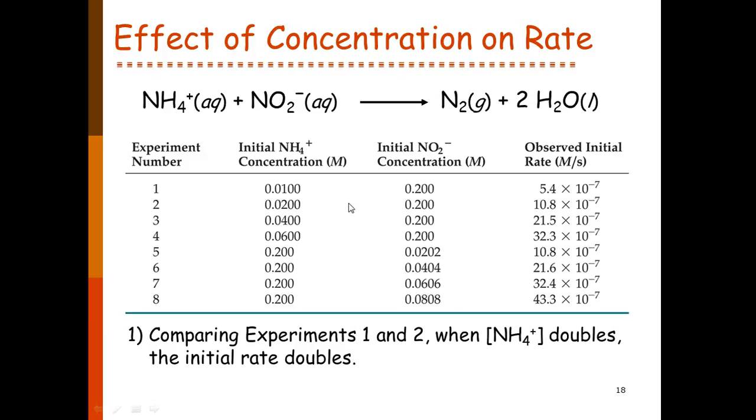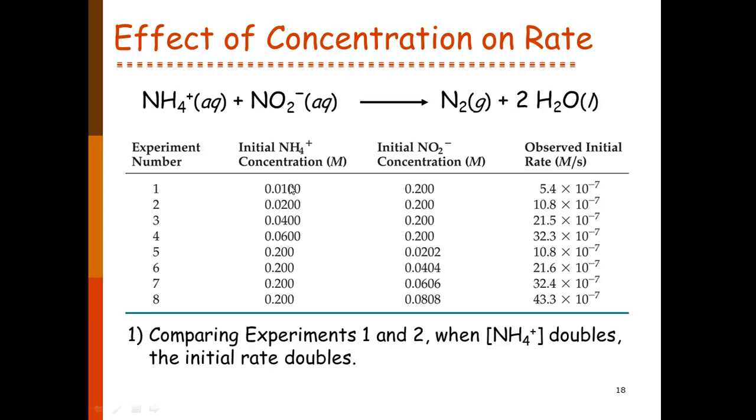Whenever we have a kinetics experiment like this one, where the ammonium ion is reacting with the nitrite ion to produce nitrogen gas and water, we're going to have a set of experiments to go along with the balanced equation. In this case, we have 8 experiments to work with. If you look closely, you can see that in some of the experiments, we change the concentration of ammonium ion but keep the nitrite ion the same. And in the other experiments, we keep the ammonium ion the same and change the nitrite ion.